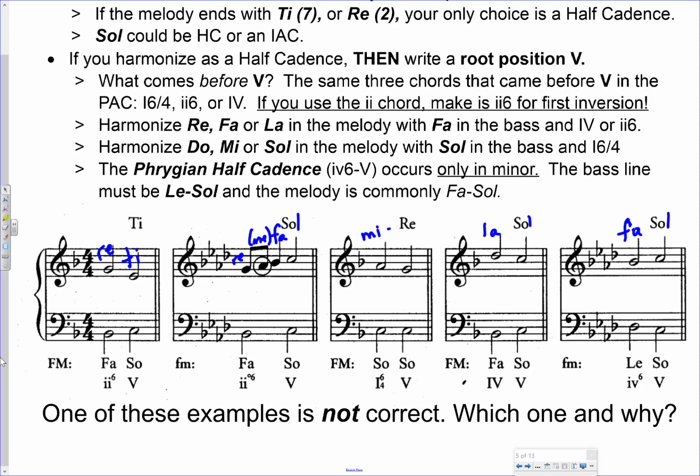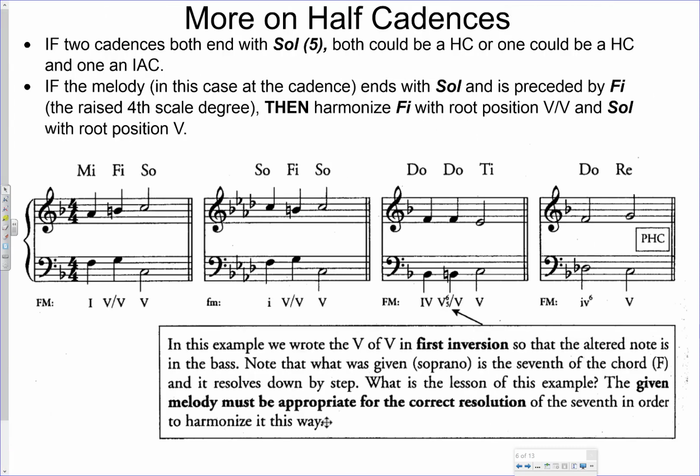It is still parallel octaves, and it's considered to be an egregious error. So be really, really careful with that. And that's why motion like oblique and contrary is the best type of motion.